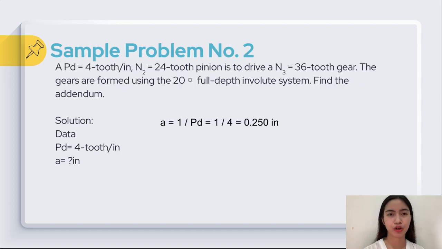The diametral pitch is 4 teeth per inch. A 24-tooth pinion is to drive a 36-tooth gear. The gears are formed using the 20-degree full depth involute system. Find the addendum. To solve for the addendum, we can divide 1 over the diametral pitch, which is 4. That equals 0.25 inch.